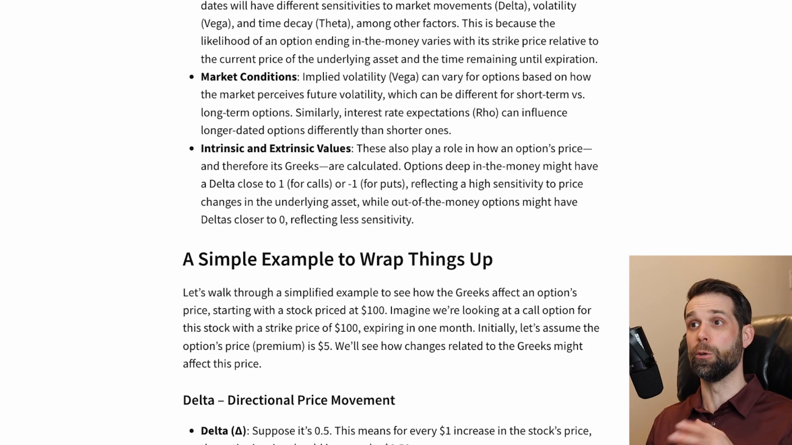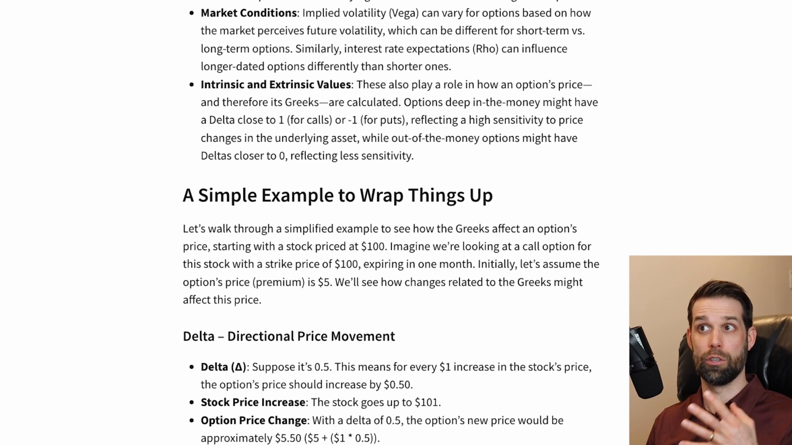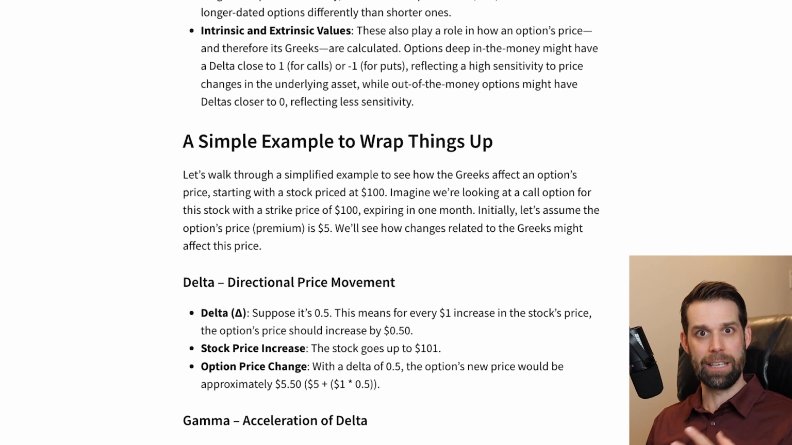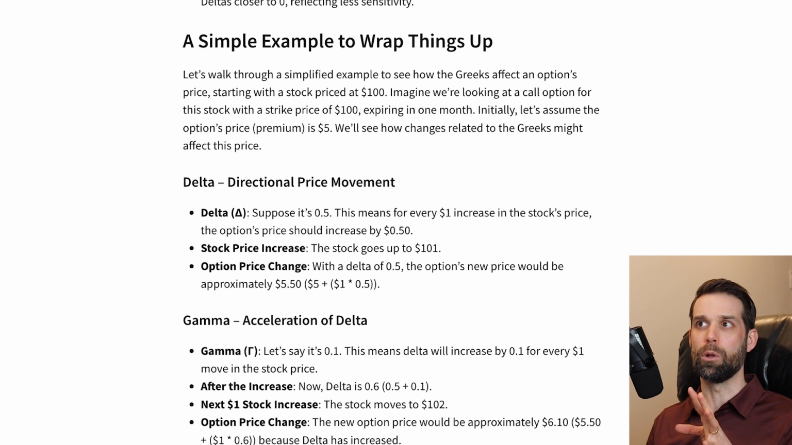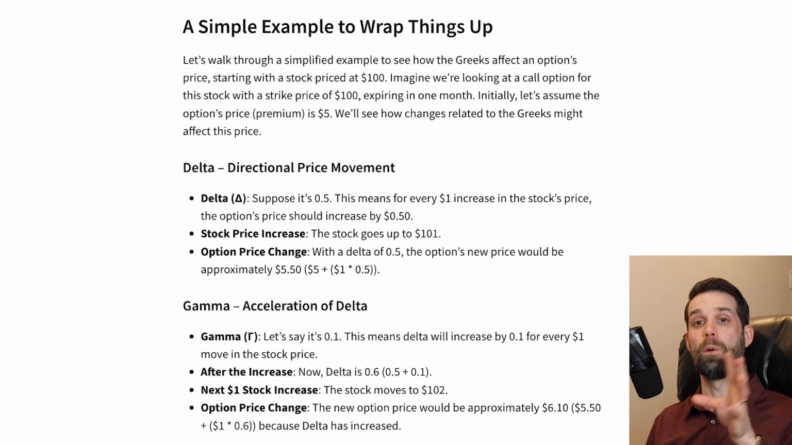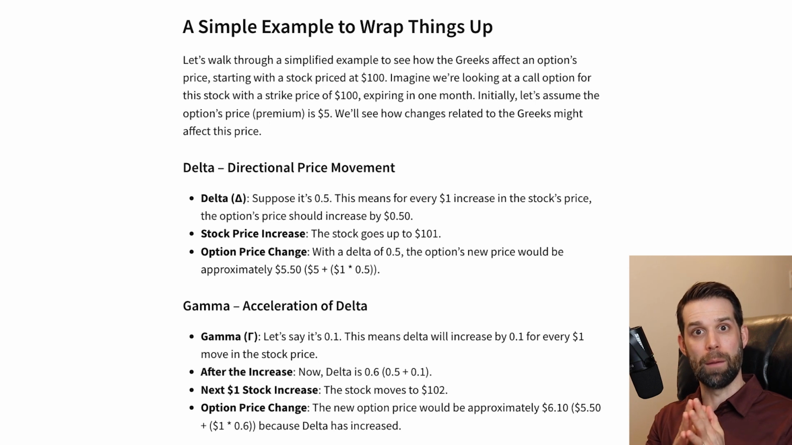Now, what I thought we would do is take everything that we've learned based on definitions and pure introduction to the Greeks and run through a really simple example, where we walk through a specific option that has a specific strike price, with the stock trading at a specific price. It has a premium that we're going to outline, and then let's run through what happens as we look at the delta value, and how that changes the option's price, and then we look at gamma, theta, vega, and rho in this really simple example.